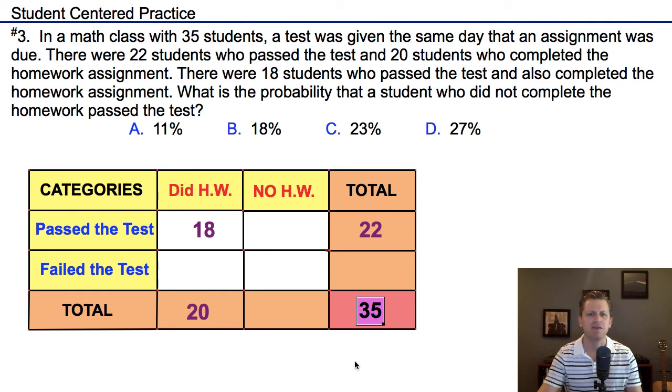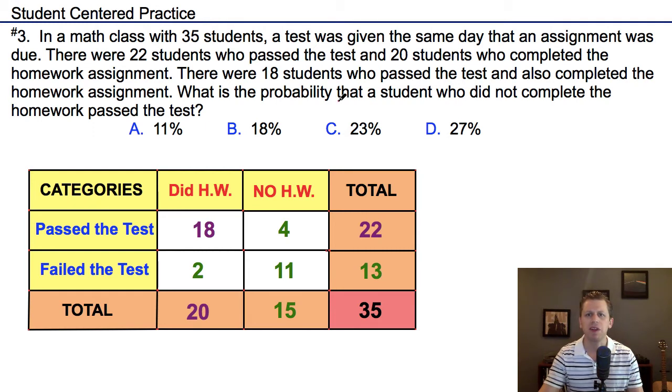Now we can kind of fill in the rest of the information. If we had 35 total students and 20 did the homework, 15 students didn't do the homework. If out of 35 students, 22 passed the test, we can see that 13 students failed the test. Let's see, 20 minus 18 would just be 2. 22 minus 18 is 4. 2 plus 11 is 13, and I can see 4 plus 11 is 15, so it works.